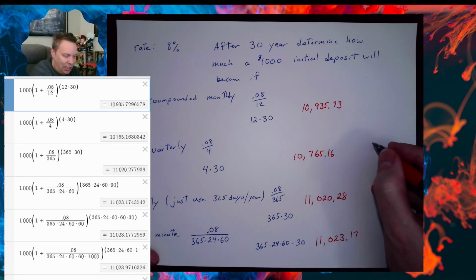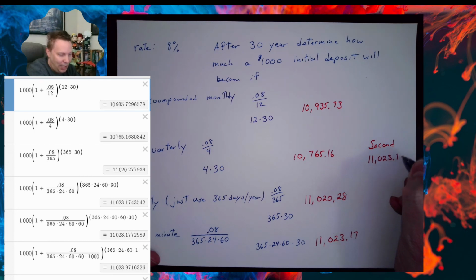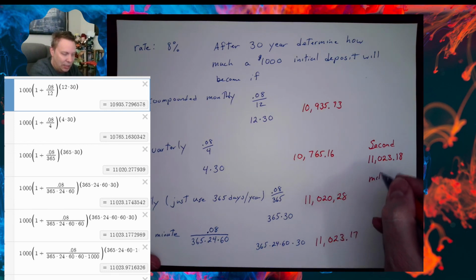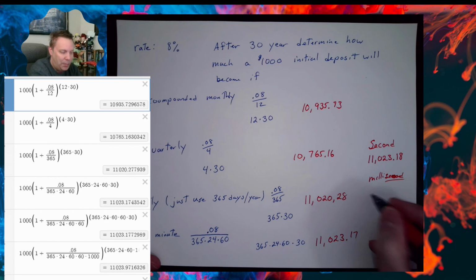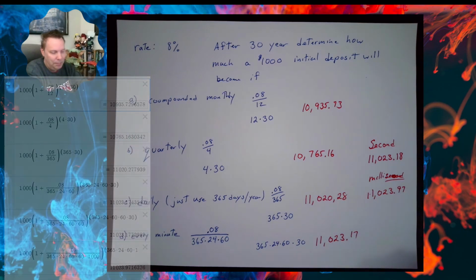Now this idea of continuous, or every second, was not much more than this. $11,023, and it was still, actually, it rounds up to 18 cents. And every millisecond, whoops, I messed up second there. I get $11,023 and it looks like 97 cents.